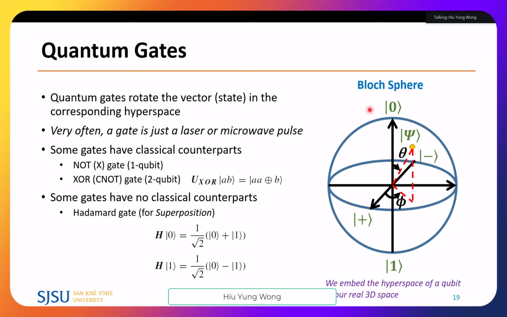So I just want to say something called the Bloch sphere. If you have one qubit, how do we describe it? How can we visualize it? We can map it mathematically to a sphere in 3D space. So this is very important.